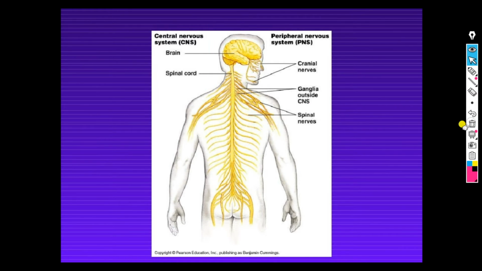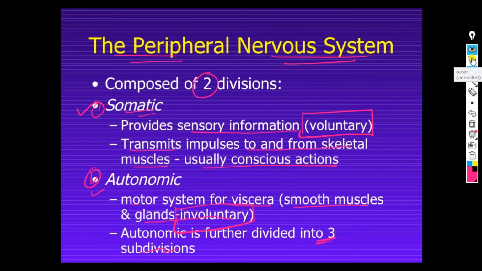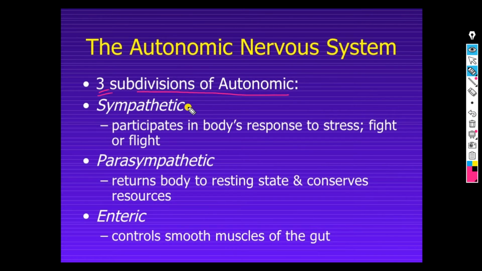The peripheral nervous system is composed of two divisions, the somatic and the autonomic. Somatic provides sensory information that is voluntary, transmits impulses to and from the skeletal muscles, usually conscious actions. Autonomic is the motor system for viscera. Autonomic is involuntary and is further divided into three subdivisions: sympathetic, parasympathetic, and enteric. Sympathetic participates in the body's response to stress, fight or flight. Parasympathetic returns the body to rest state. Enteric controls the smooth muscles of the gut.